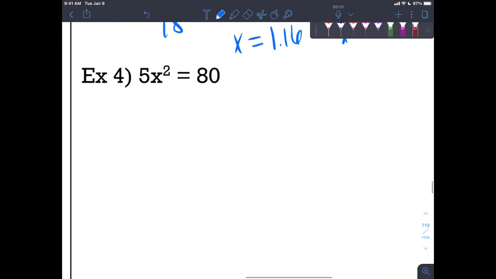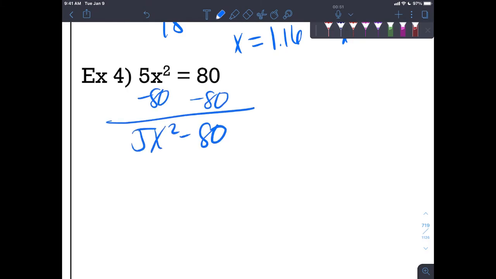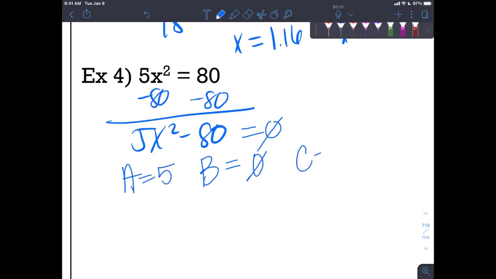Now, we can totally solve this utilizing the method we just learned. We can also solve it using just radicals. We could divide both sides by 5, take the square root, 1 positive, 1 negative. But let's go ahead and continue forth. I'm going to move this 80 over. Okay. I'm going to say my A is 5, my B is 0, my C is negative 80.